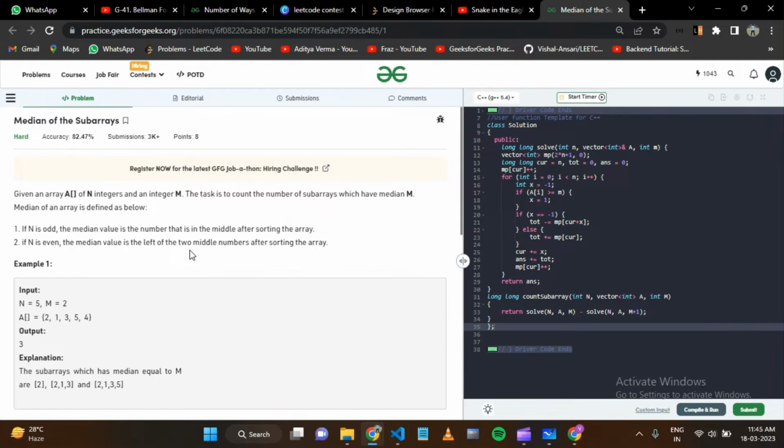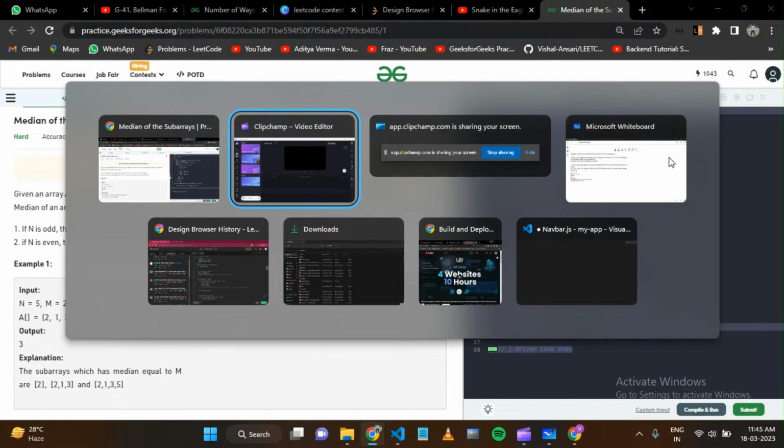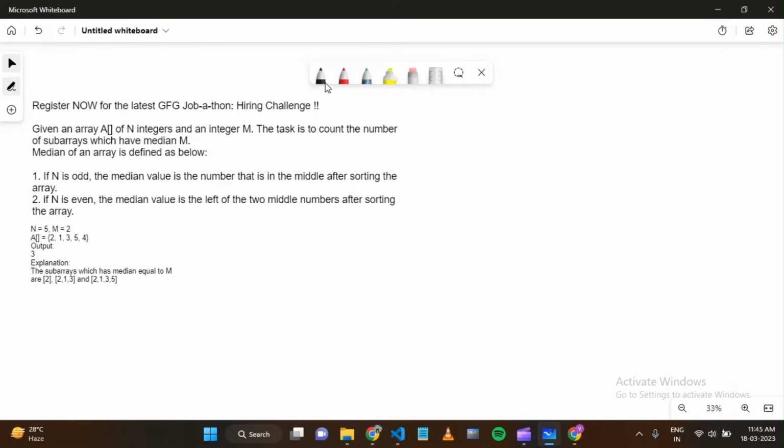If n is odd, the median value is the number that is in the middle after sorting the array. If n is even, the median value is the left of the two middle numbers after sorting the array. So first of all, we will understand what the median in math stands for.